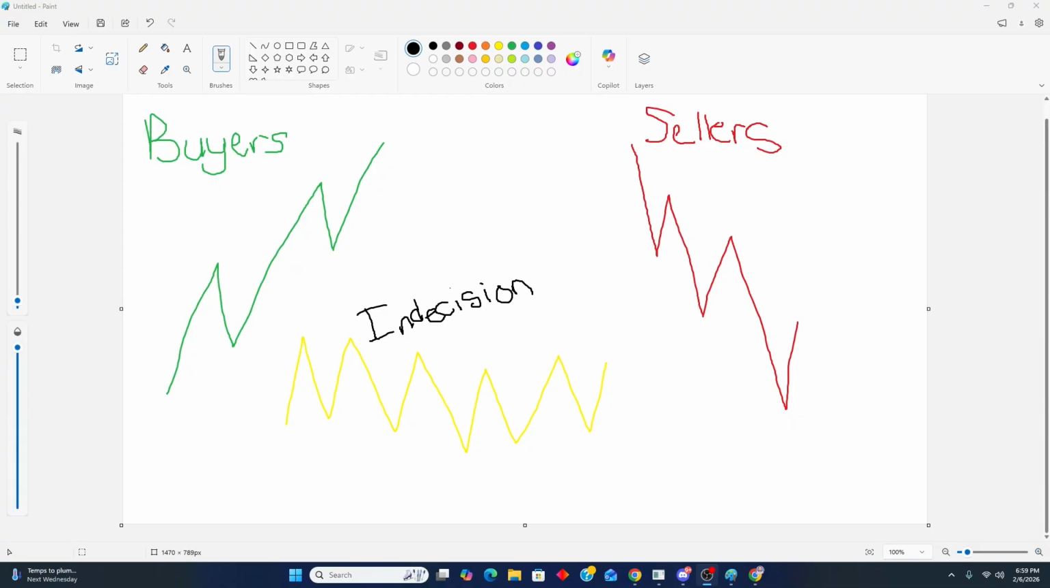Indecision in the market is when buyers and sellers do not come to an agreement. They're steady fighting, wanting to push price up and wanting to push price down. And with that, you get ranges like you see on the chart.